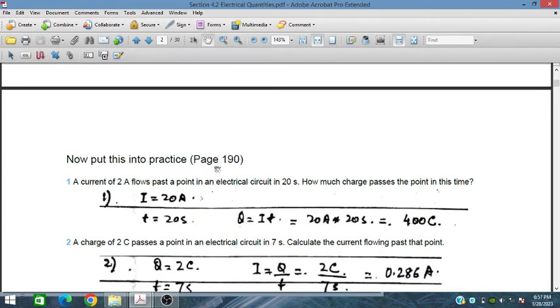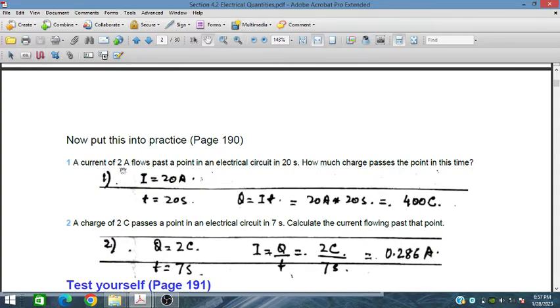Now put this into practice. A current of 2 amperes flows past a point. Suppose a current is flowing through a point P in an electrical circuit for 20 seconds. How much charge passes the point in this time? The current is given as 2 amperes, so this is wrong.